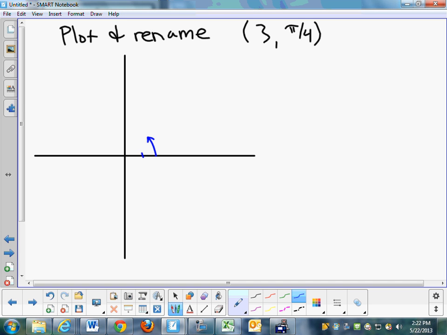So if this was a 1, a 2, and a 3, 1, 2, 3. No, I suppose that would be about a length of 3. So that would be my polar coordinate right there. I just draw the line to actually show that you have an angle of pi over 4. So that's an angle of pi over 4. That's a radius of 3. Are there any questions how I did that?